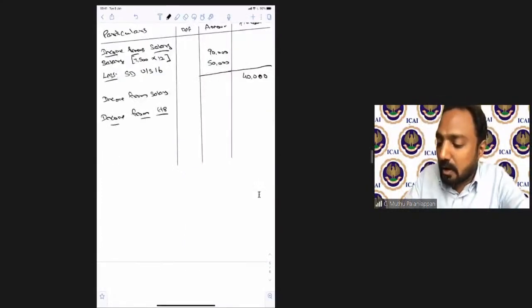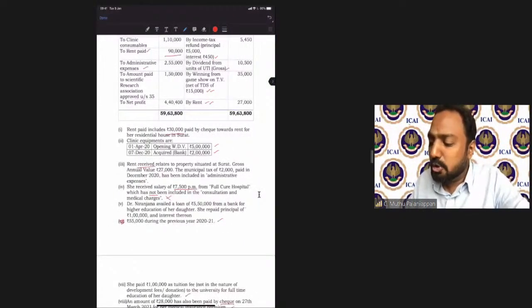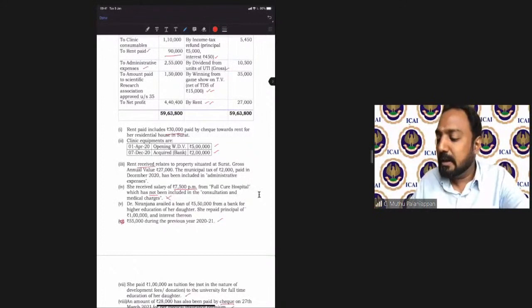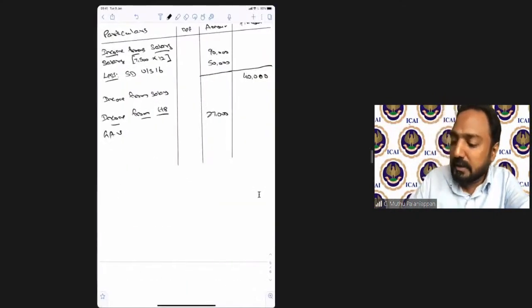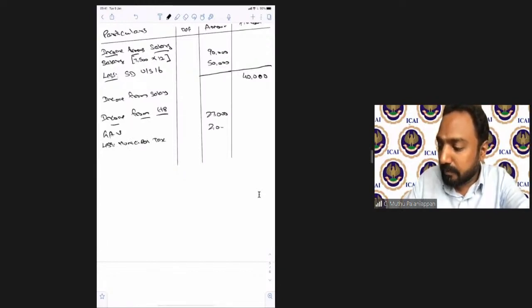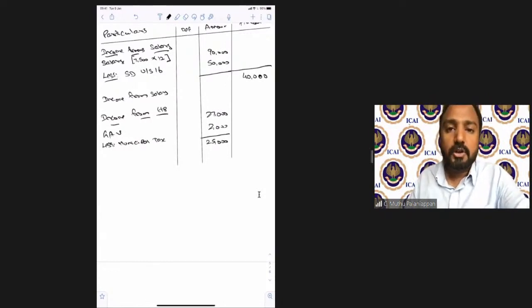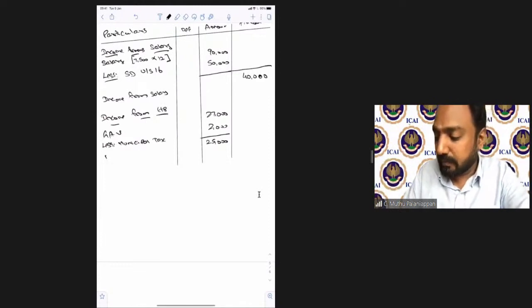So I take gross annual value, that is your 27,000, right? There is 2,000 municipal tax paid, right? So this 2,000 has to be adjusted here, reduced here. So less municipal tax of 2,000. So 25,000. So this 25,000 becomes your net annual value.